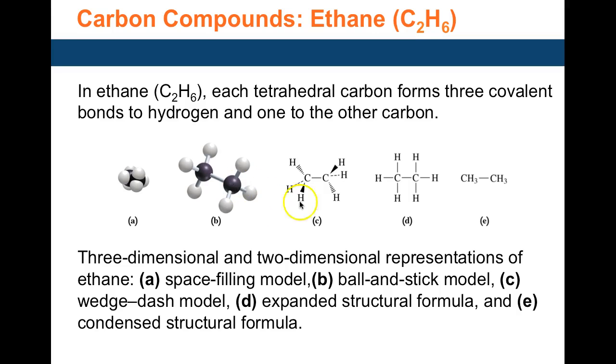All right. So again, you have the wedge dash model and the expanded structural formula, and then the condensed version, which shows the groupings of the atoms, that each carbon has three hydrogens bonded to it. This can be a little inaccurate, because it looks like the hydrogen is connected to the carbon. The expanded structural formula is more accurate, because you can see that the two carbons are connected together and those three hydrogens are connected to the carbons.